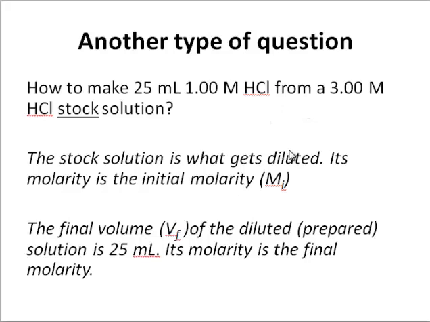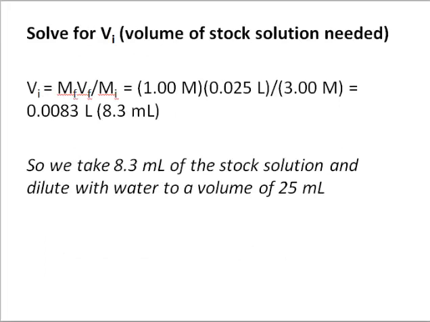Right, now that we've identified all the variables, attempt the problem before moving on. Alright, solve for VI, volume of stock solution needed. VI is MFVF over MI, or 1 molar times 0.025 liter over 3 molar. Note units of molarity cancel here. And we have a volume of 0.083 liters, which can be converted, if the problem asks for milliliter units, to 8.3 milliliters.